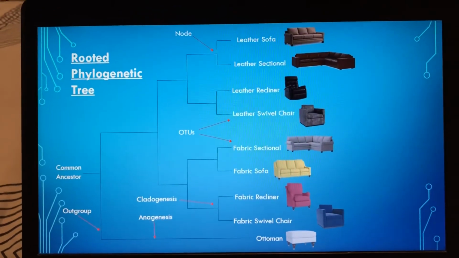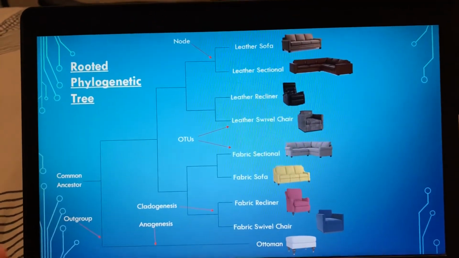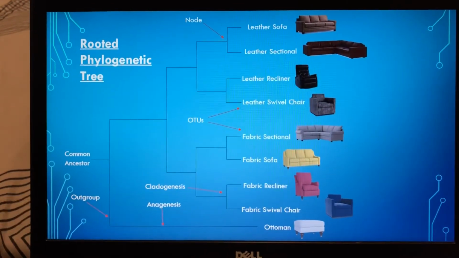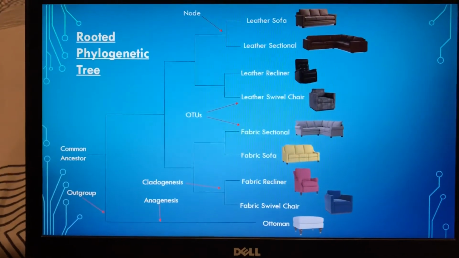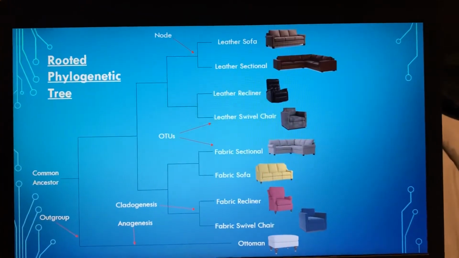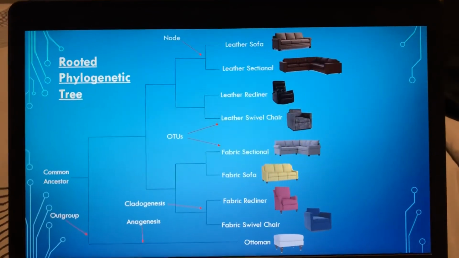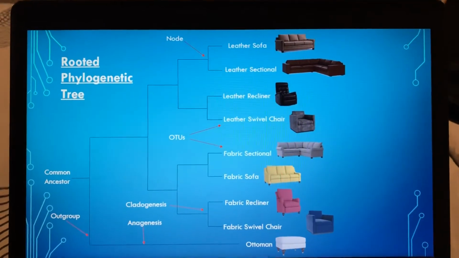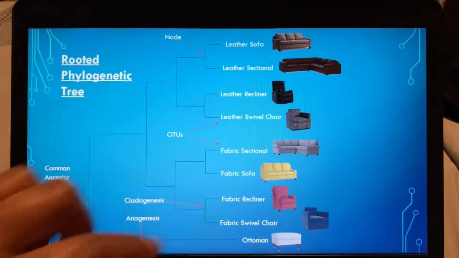And then the reason why I chose this setup is the ottoman was the outgroup because it has no back, which is why it evolved separately. It's a pretty big difference. And then the rest of them I separated immediately into basically texture, so whether it was made of fabric or leather, so the leather and then the fabric groups.